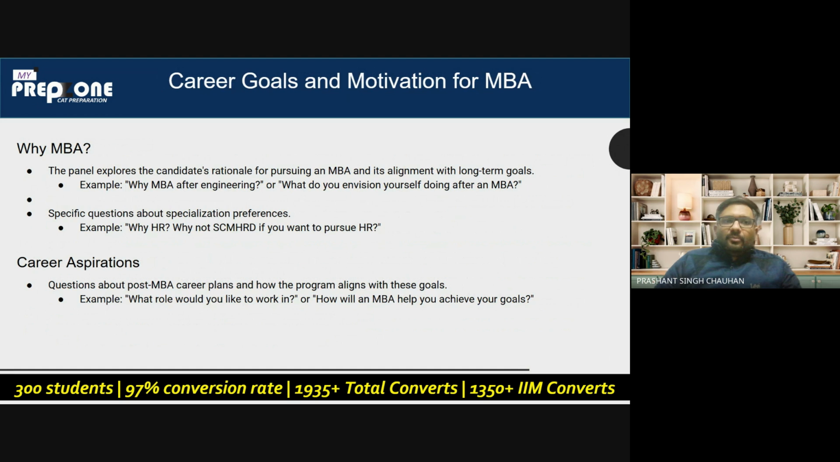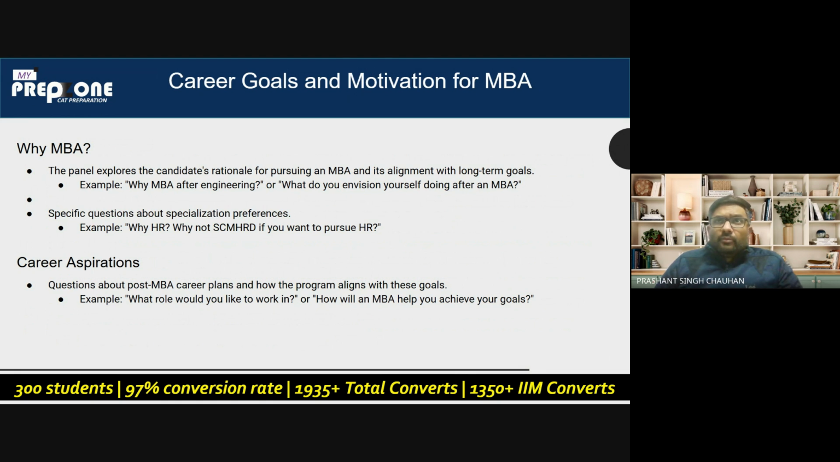Then career goals and motivation for MBA. So why MBA is always really important. Again, why are you going for an MBA after engineering? How do you envisage yourself after the MBA? It is going to give you the long-term goals.